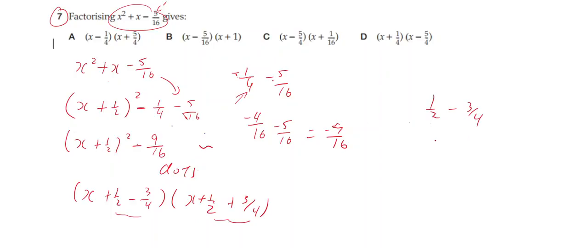The common denominator is 4. So a half is the same as 2 over 4. So x minus 2 over 4... sorry, 2 over 4 minus 3 over 4 is minus 1 over 4. And x plus, 2 over 4 plus 3 over 4 is 5 over 4. So my answer should be negative a quarter and positive 5 over 4. So the answer is A.